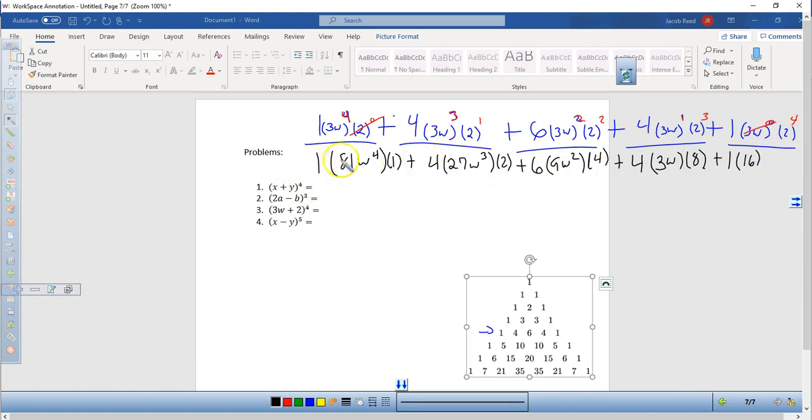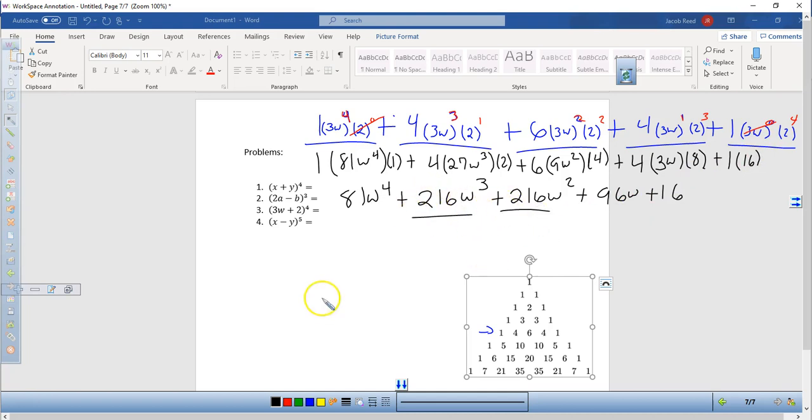Simplifying it out, multiplying anything we had to multiply here, that's going to be 81W to the 4th. 4 times 27 times 2. That's 216. And then I have W cubed. Here, 6, 9, and 4. Multiply those together. I get 216 again. W squared. 4, 3, and 8. That's 96. W. And then I have 16 at the end.